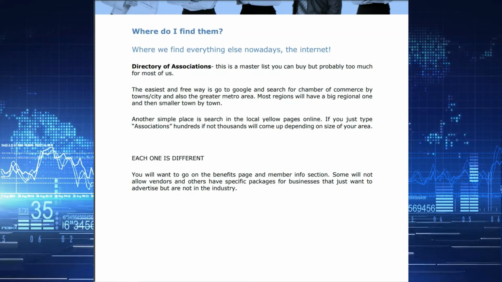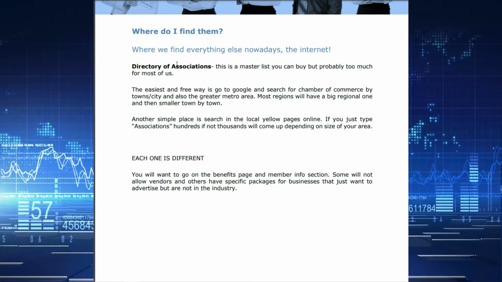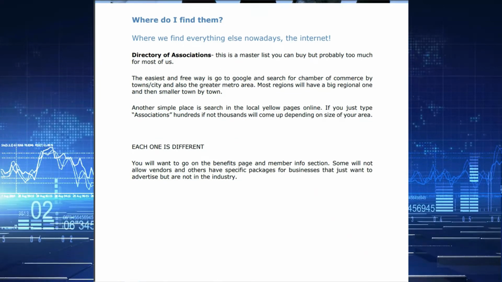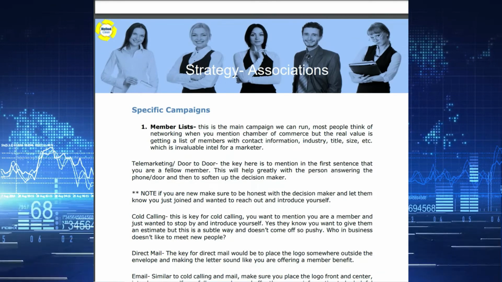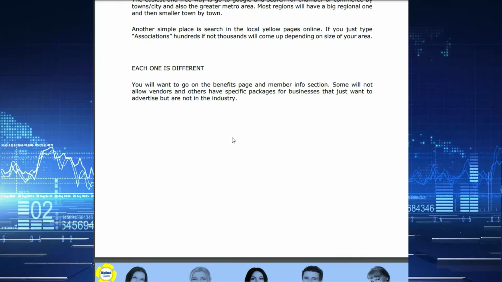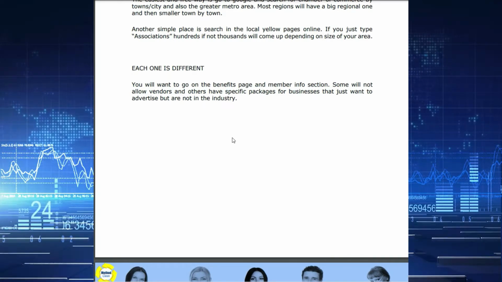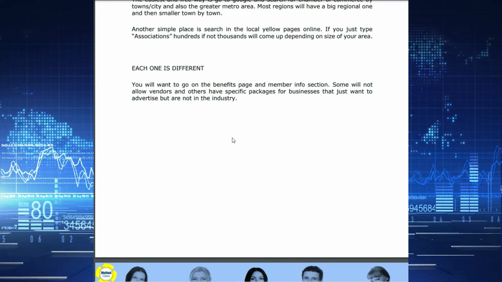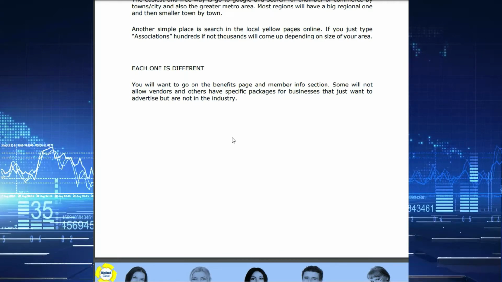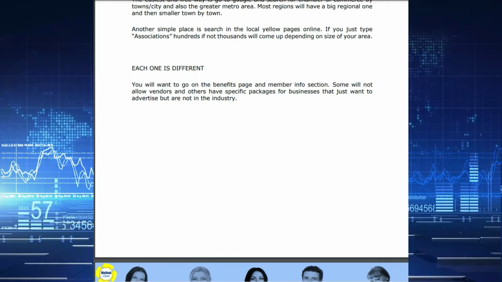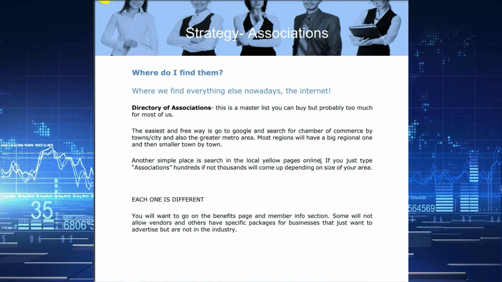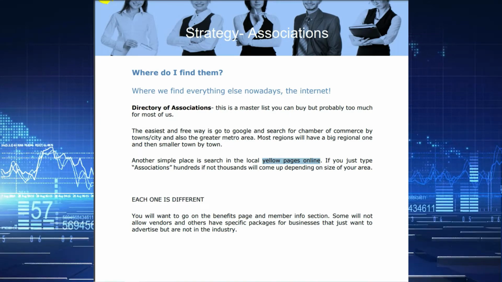Where can I find them? The internet, of course. There's a directory of associations. This is like a master list. A simple way is, actually it's probably funny, but like yellowpages.com, or any of the Yellow Pages online directories, that's the best place to start. They're all listed. If you just look up associations in your area, there'll be lists of hundreds and even thousands of them. So that's probably the quickest way, the Yellow Pages online, locally.